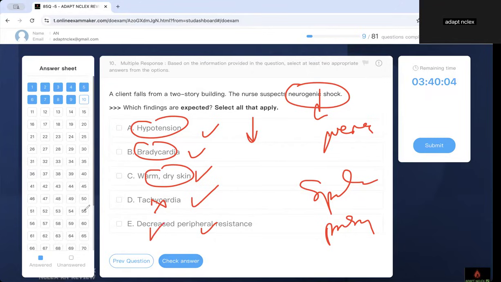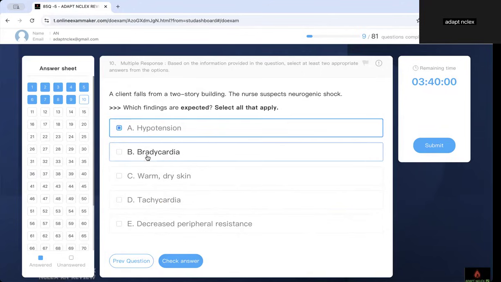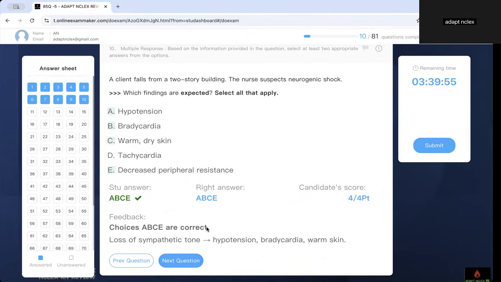You have decreased peripheral pulses. This is shock, and I want you to know it because it's a traffic question. Most people have issues with neurogenic shock. Write it down.